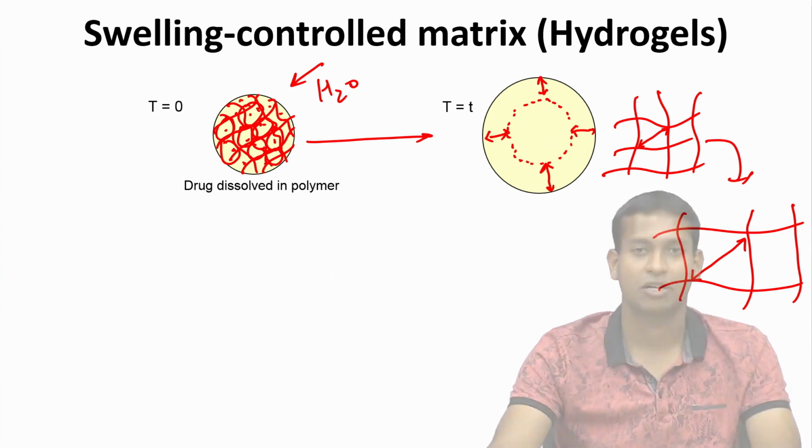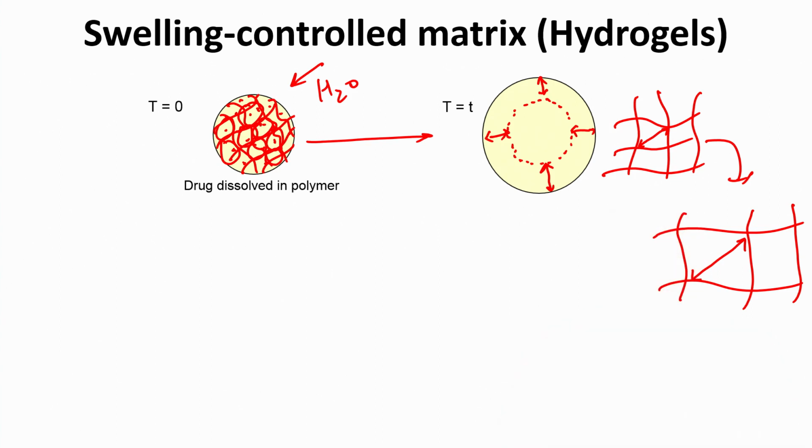So that is how basically the drug will come out, because now it can easily diffuse out. Let us say if the drug was just big enough to be entrapped here, in this case the drug is small enough now, or the pores are big enough now, that this drug can come out through these pores.